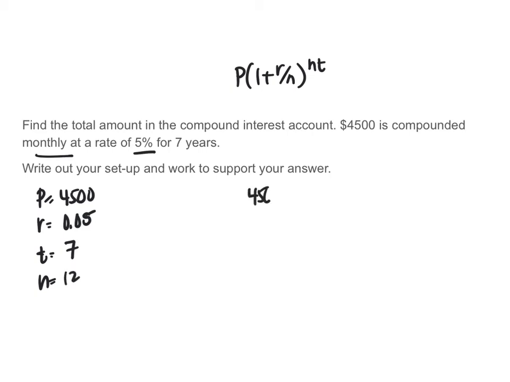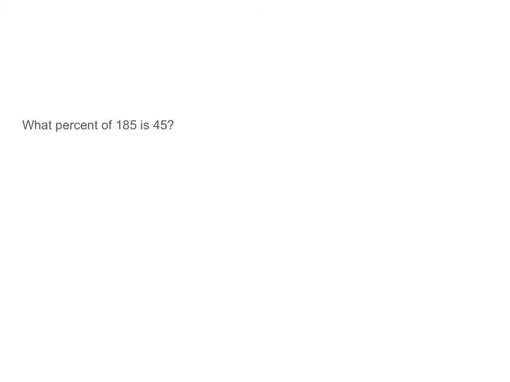So I have 4,500 times 1 plus 0.05 divided by 12. And let's see, our time is 7, and it is going to be monthly, so it's 7 times 12, or 84. Which gives me $6,381.16.